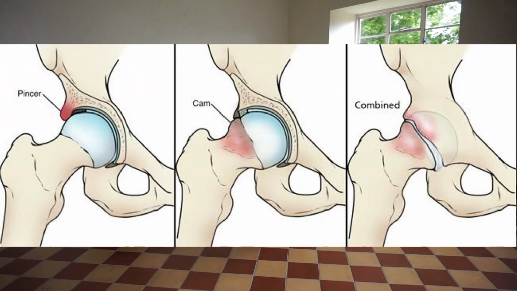And a hip impingement is simply a bone on bone contact. We've got 3 different types of hip impingements. We've got a cam, which is the femur side. We've got a pincer, which is on the hip side. And we've got a combined, which is both of those bones are irritated and perhaps causing bone spurs.